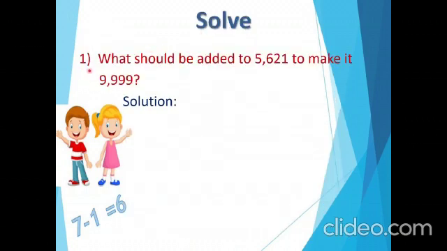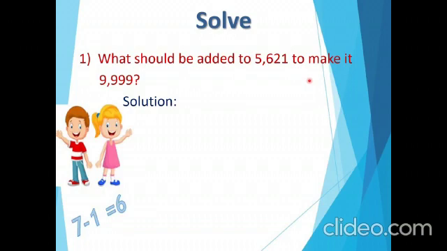Solve. First question. What should be added to 5,621 to make it 9,999? Solution. If we use smaller numbers or single digit numbers, it helps us to decide what is to be done for these kind of problems.